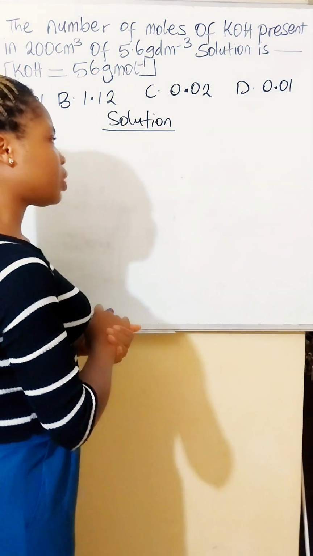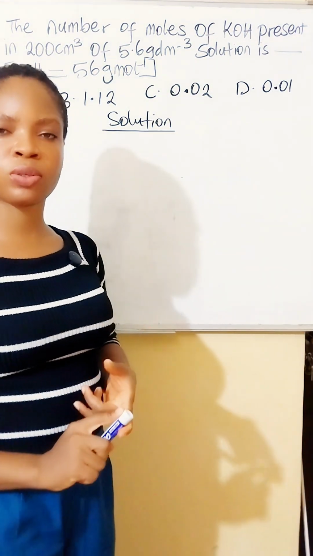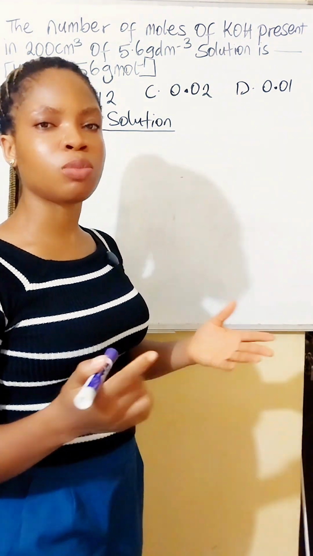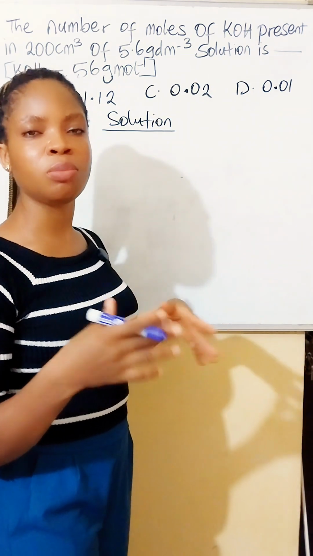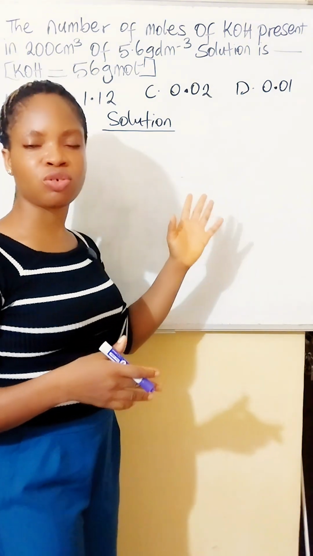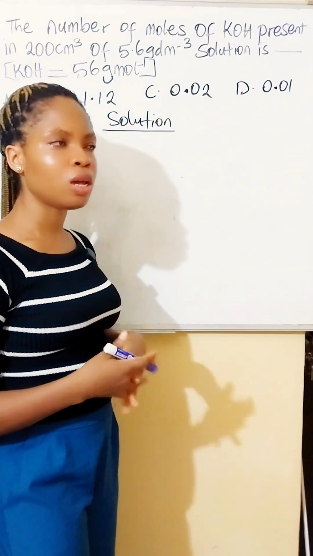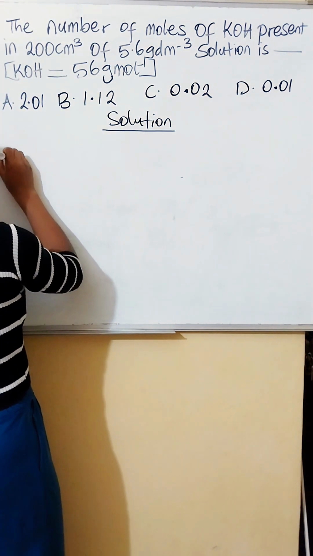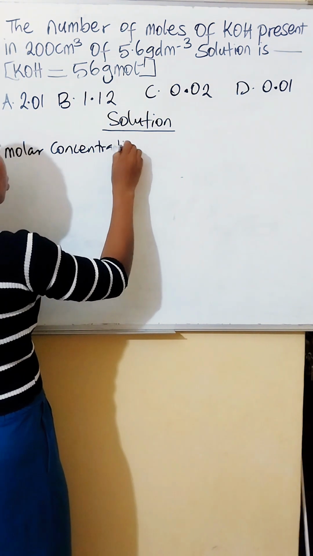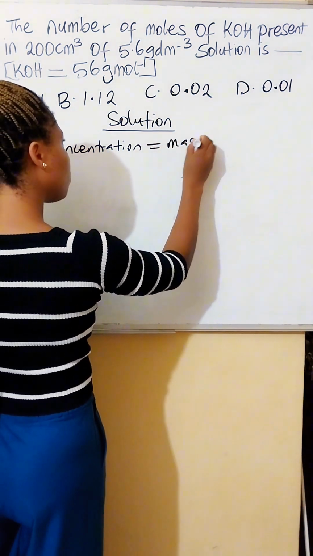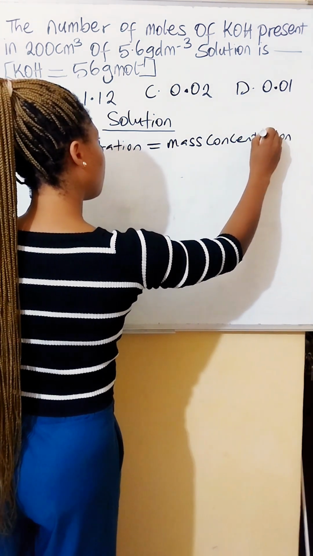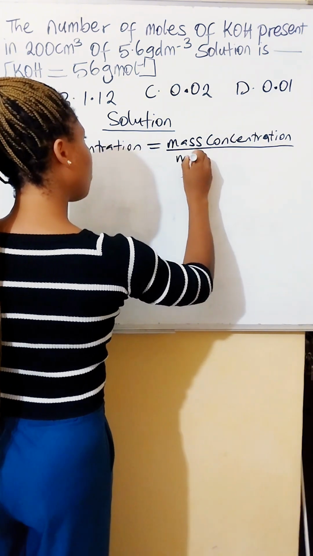The formula we'll be using to solve this is a formula that connects molar concentration, mass concentration, and molar mass. And I want you to know that another name for molar concentration is molarity, or you can say concentration in mole per dm cube. And you can also refer to mass concentration as concentration in gram per dm cube. Okay, so let's proceed. We have molar concentration. Molar concentration is equal to mass concentration over molar mass.